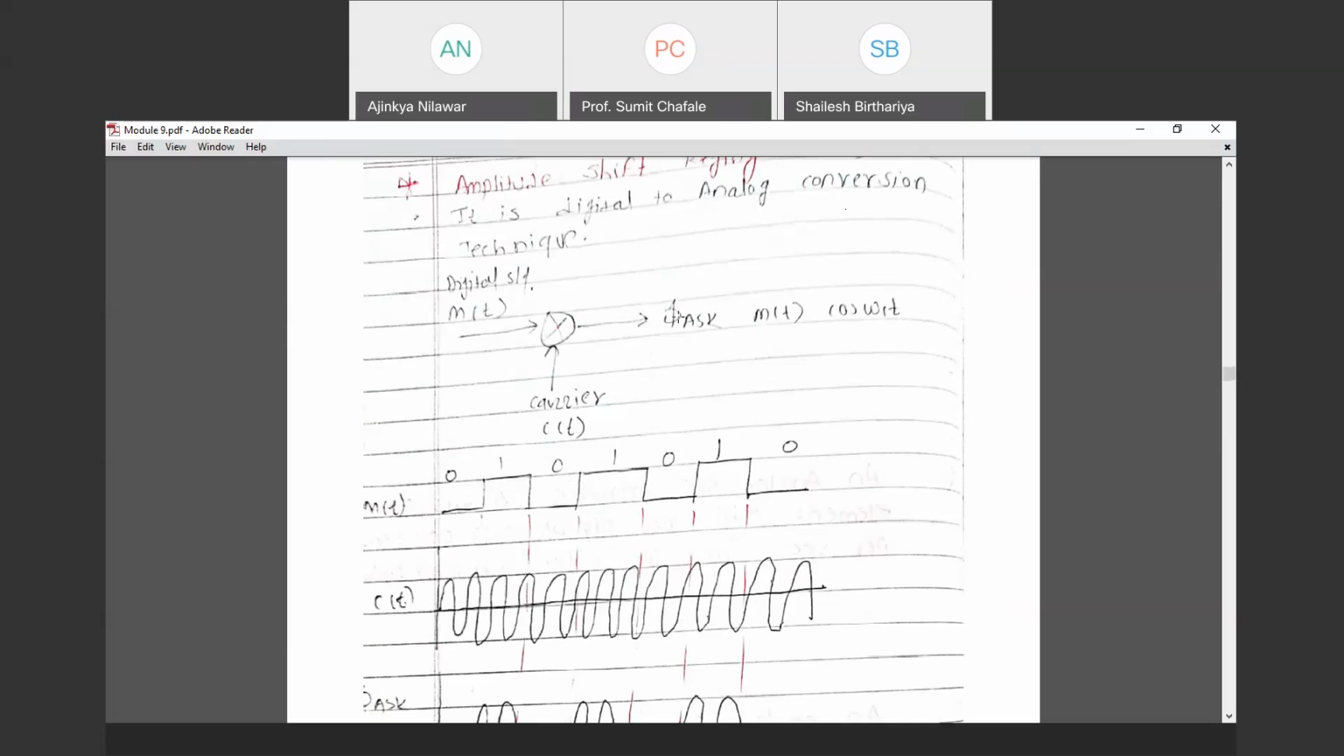Here one basic diagram is there. The input signal is digital. So m(t) represents the message signal, which is a digital signal. Here you will see 0.